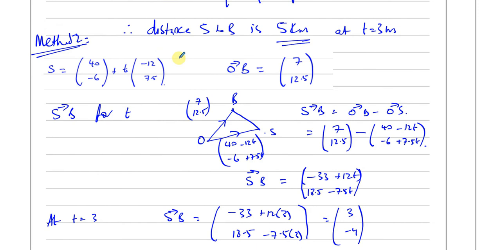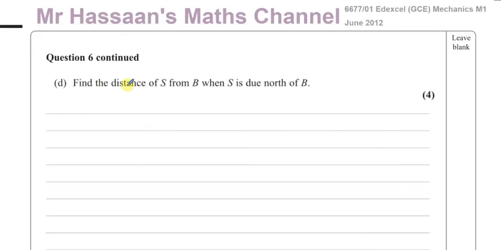All right, so let's look at the next part of the question. The next part of the question tells us, find the distance of S from B when S is due north of B.